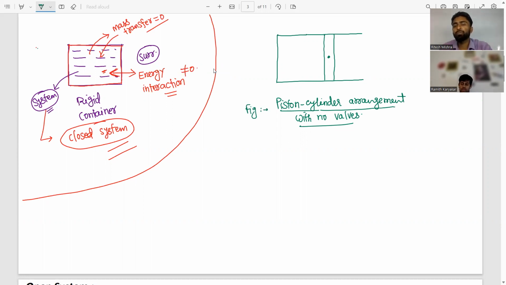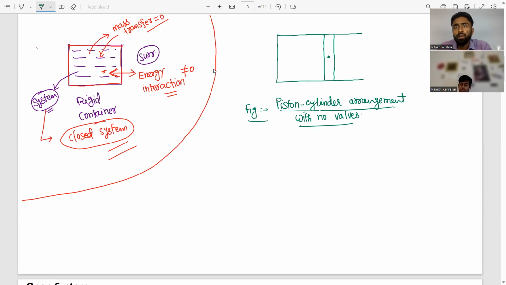So what will happen here? As you see, no valve is present. And you also know that from the valve, mass enters or leaves the system. When valve is present in piston cylinder arrangement, then mass can enter the system or leave from the system. But here no valve is present. So no mass enters the system or leaves the system.